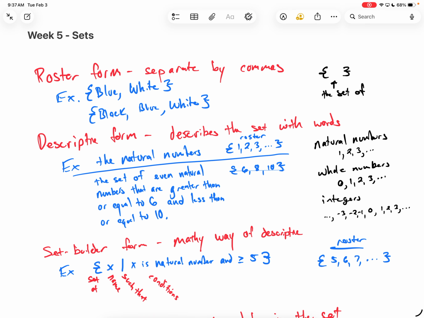So the last one, I didn't have a good definition for it. I probably should have looked it up, but I just wrote the mathy way to do the descriptive form, okay? Mathematicians are, I'm going to say lazy, but that's because they just want to write things quick. When they're writing stuff, they don't want to write a bunch of words.